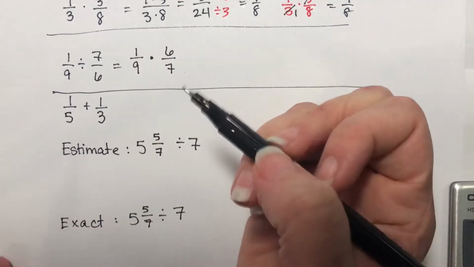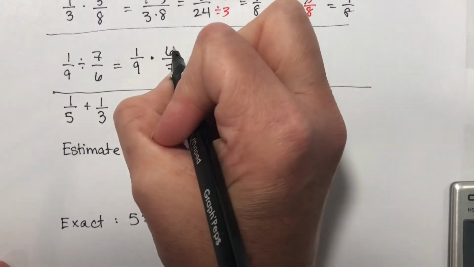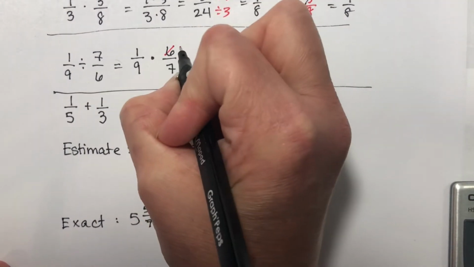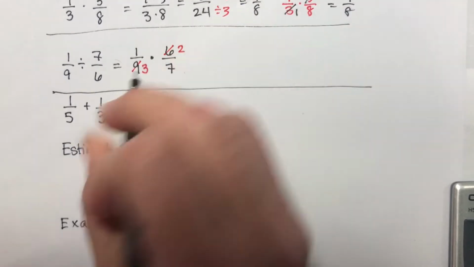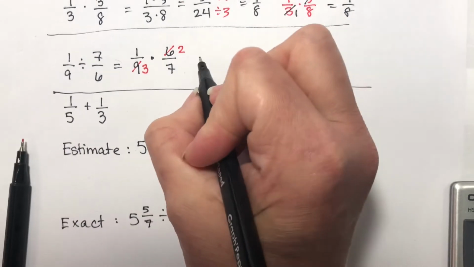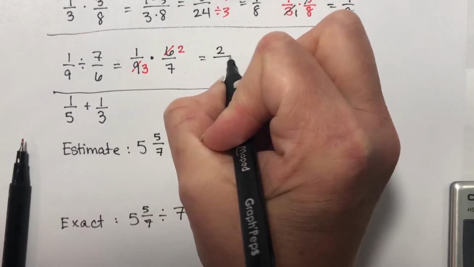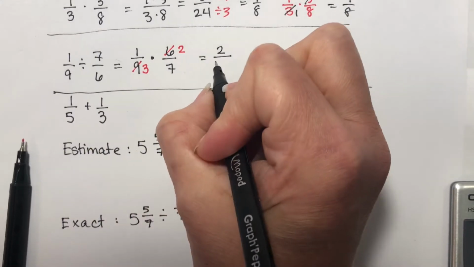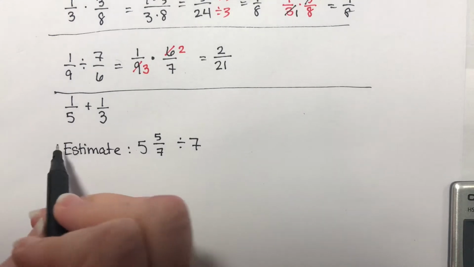We can reduce on the diagonal here. Of course, the 1 and the 7, that does nothing. But 6 and 9, those are both divisible by 3. If I divide the 6 by a 3, I get a 2. Divide the 9 by a 3, and I get a 3. Now let's multiply straight across. 1 times 2 is 2. 3 times 7 is 21. That does not reduce any further. That should be your answer.